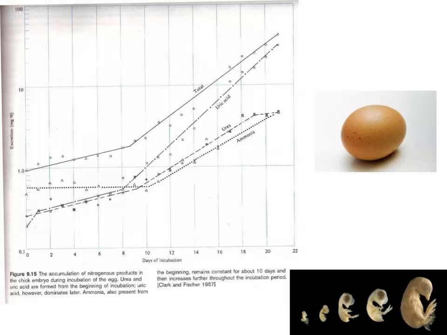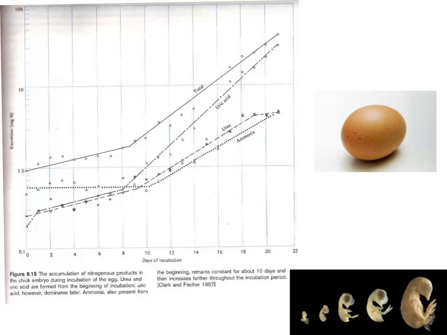And similarly here we have the development of a chicken in an egg, so it's in an enclosed environment, and you can see it starts off with very little ammonia excreted, and that's because in the early stages of development ammonia is toxic and is going to affect its development significantly.